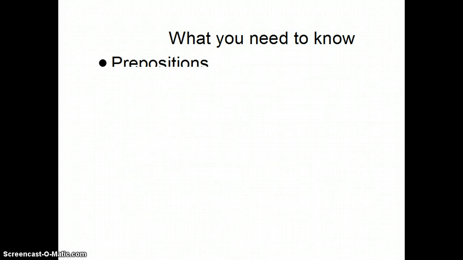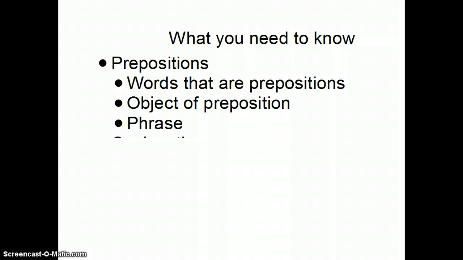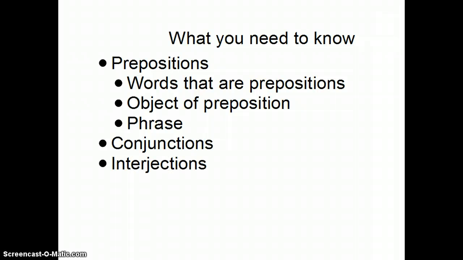And lastly, we have prepositions. You need to know what kind of words are prepositions. You need to know what the object of the preposition is, and you need to be able to find a prepositional phrase. You need to know what conjunctions are, and you need to know what interjections are. So those are the 8 concepts we've been studying since October until now, and you need to be able to know those. So that's what you need to know.